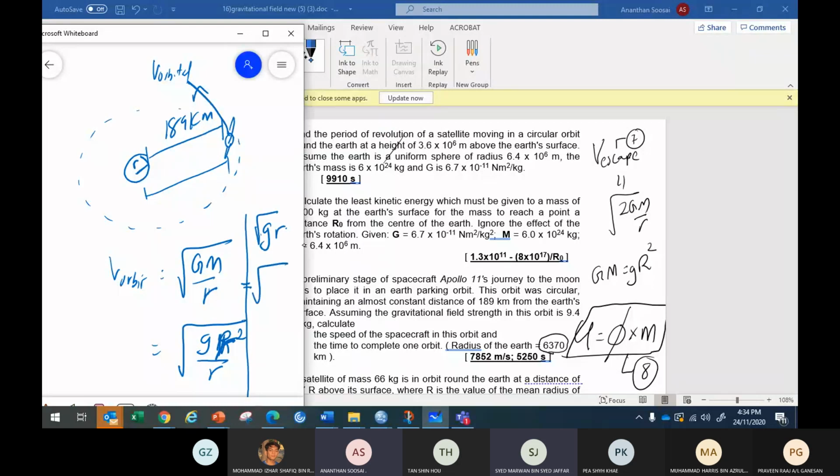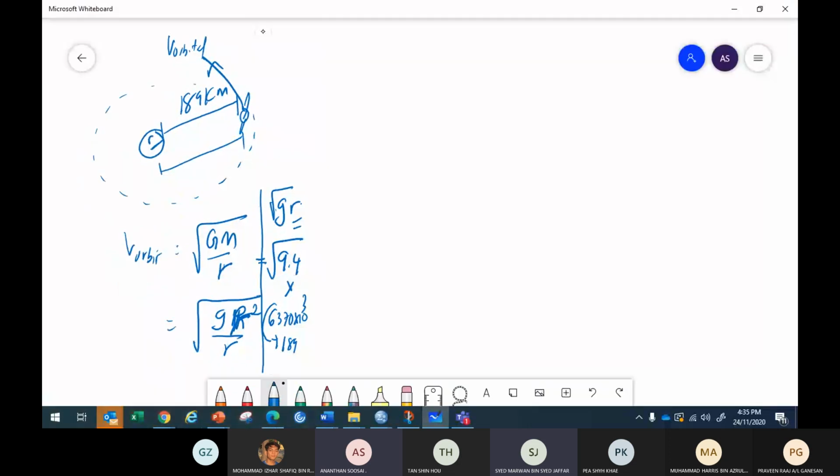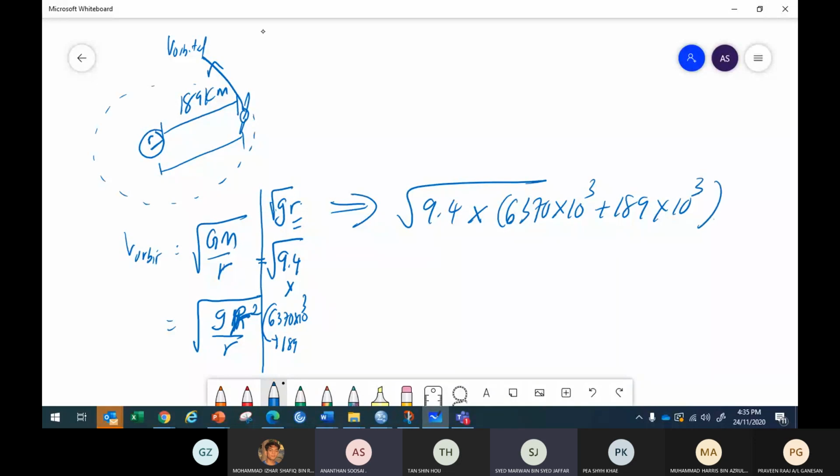So you should get root of g how much? g is 9.4. Multiplied by the orbital radius, which is a little tedious to do. The radius of the Earth, 6370 times 10 to the power of 3, plus the 189 kilometers. Let me expand this. So I do root of 9.4 times what? 6370 times 10 to the power of 3 plus 189 times 10 to the power of 3. Yep, this should be your orbital speed.